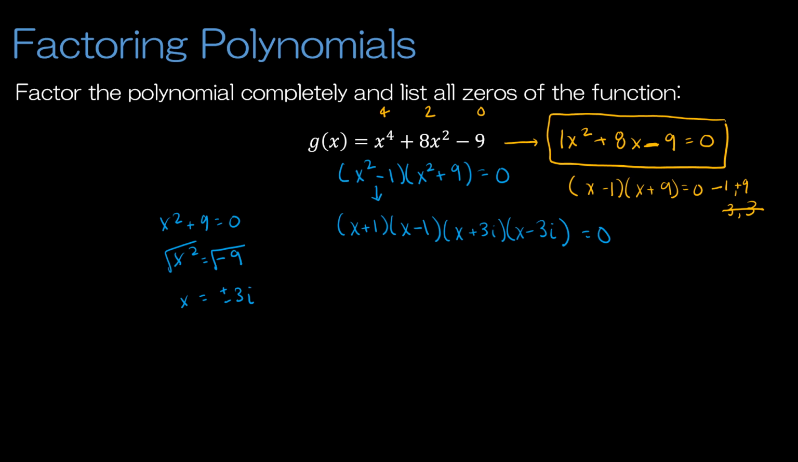So here's my factorization. This is g of x is equal to x plus 1, x minus 1, x plus 3i, x minus 3i. My factorization, my zeros is 1, negative 1, 3i, and negative 3i.